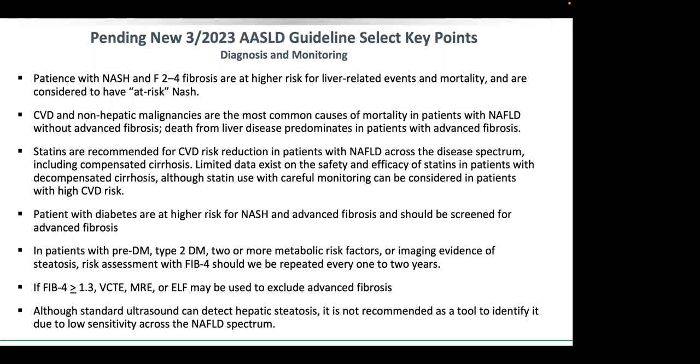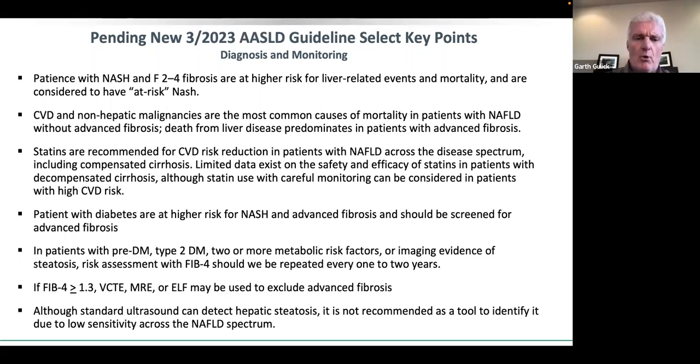Patients with prediabetes, diabetes, or 2 metabolic risk factors or imaging should be monitored by FIB4s every 1 to 2 years. If your FIB4 is greater than 1.3, an additional test should be done to screen for advanced fibrosis. We'll talk about those tests.